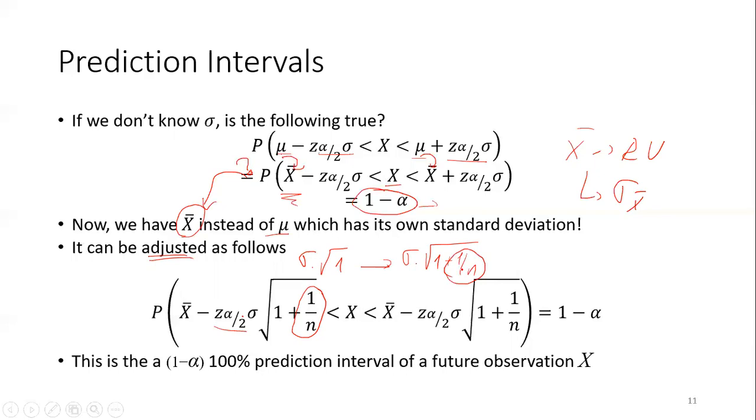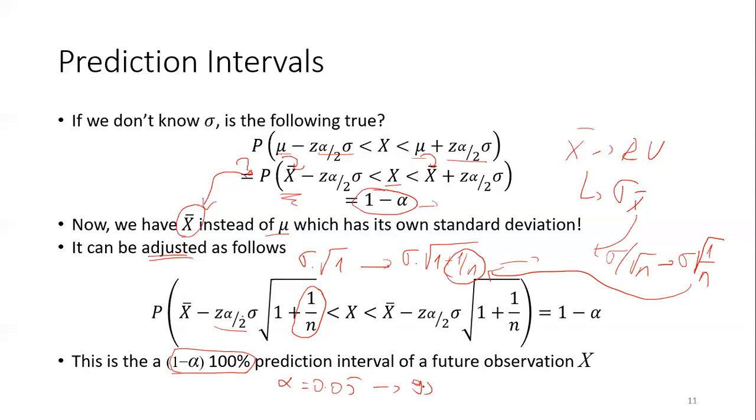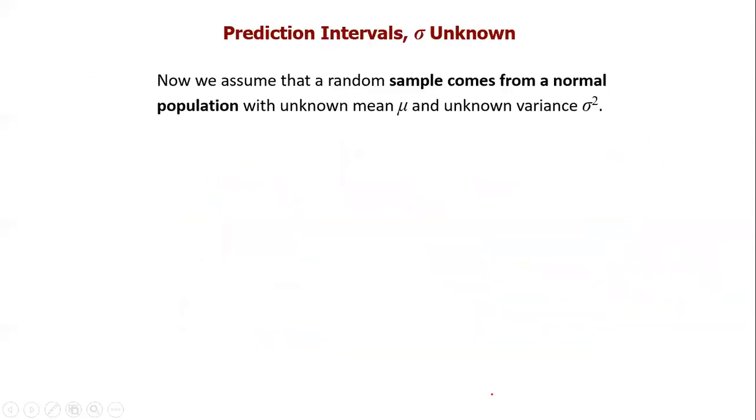What is this 1 over n? Remember, sigma of x bar was sigma divided by root n. So what you do is add this portion of the standard deviation to here, which is sigma times root of 1 over n. So this is a 1 minus alpha times 100 percent prediction interval of a future observation x. For example, if alpha is equal to 0.05, then this is the 95% prediction interval for a future observation of x.